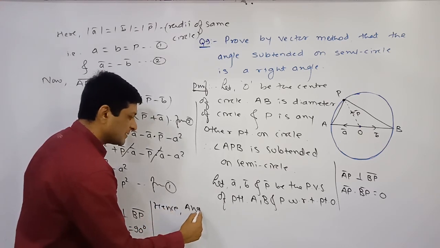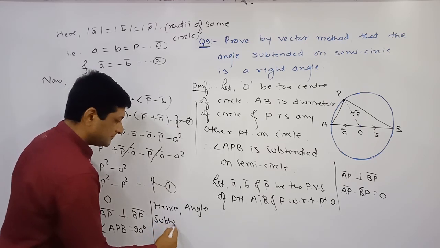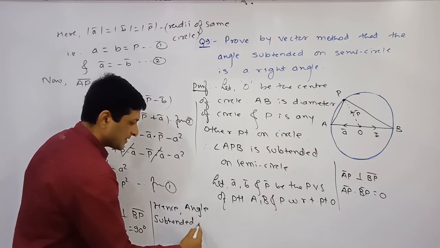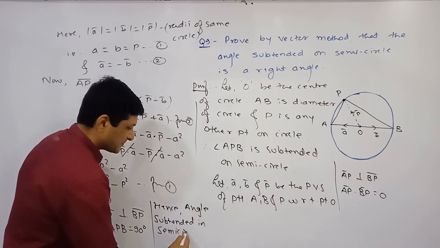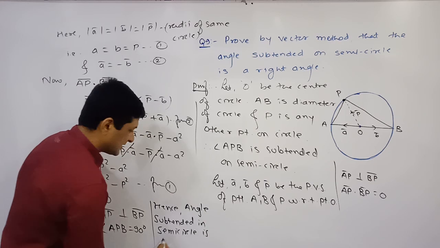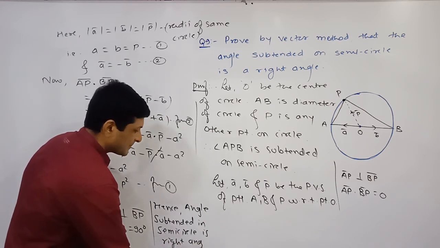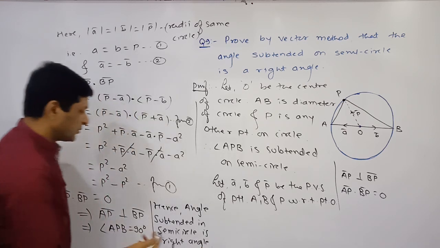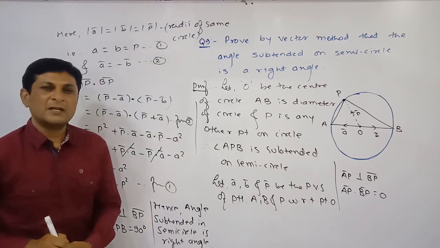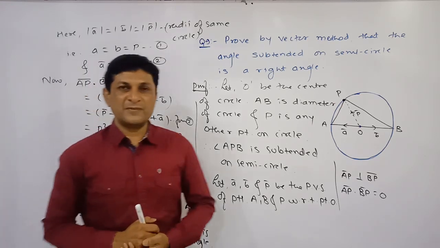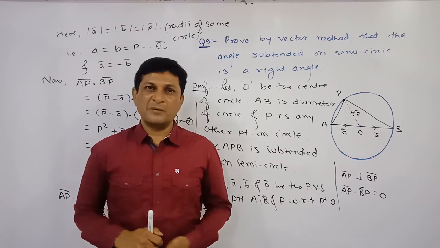Hence what we have proved here is that the angle subtended in a semicircle is a right angle. And this completes the proof. We have proved that the angle subtended in a semicircle is a right angle. Now again, 3 examples are given in this exercise. We will solve these 3 examples in the next video.